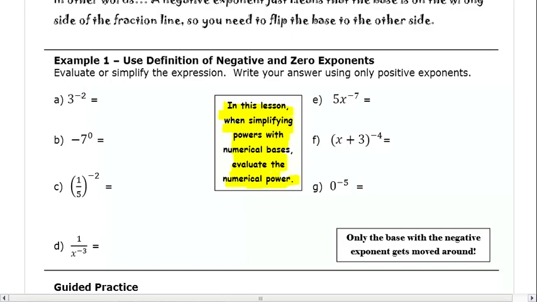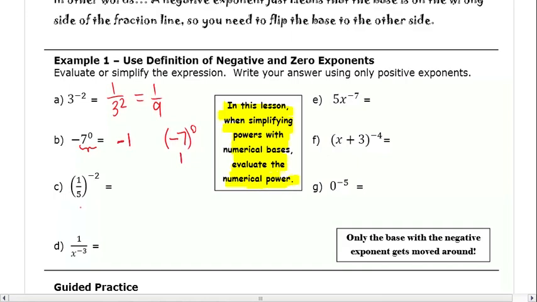So for letter A, that base of 3 has an exponent of negative 2. All that means is we're going to take it and rewrite it on the bottom of a fraction. Notice our exponent then becomes positive, and we can say that that really equals 1/9. For B, be careful on this one. People get confused. Exponent first. So 7 to the power of 0, that would be 1, because anything raised to the power of 0 is 1, but we have that negative sign out front. Notice that that would be different if I put that negative 7 on the inside of the parentheses. Now, this to the power of 0, that would just be a positive 1.